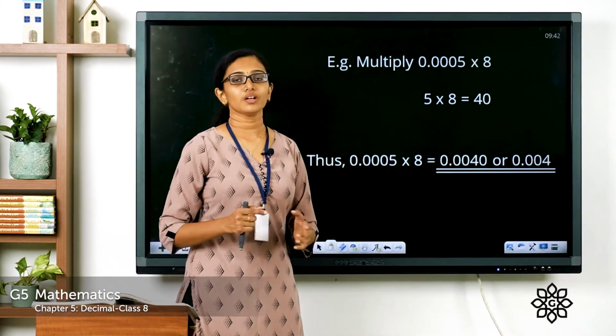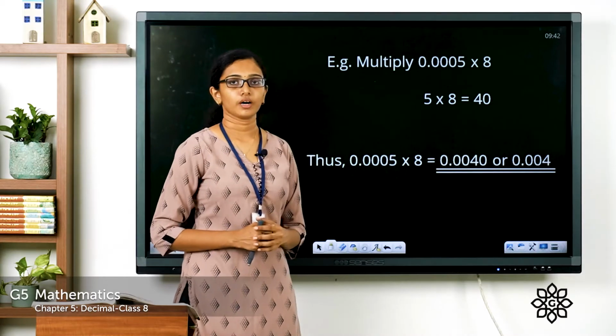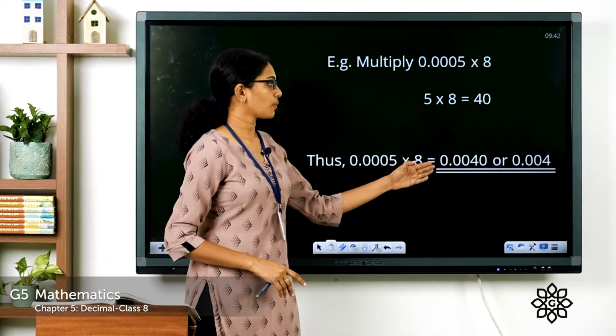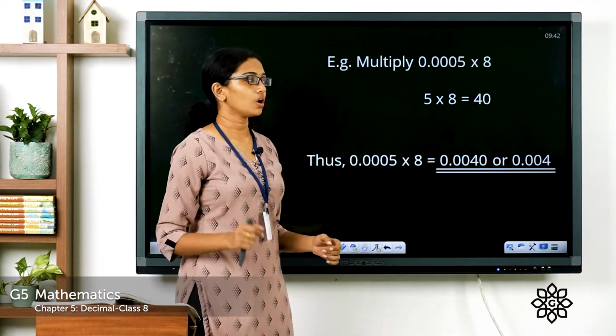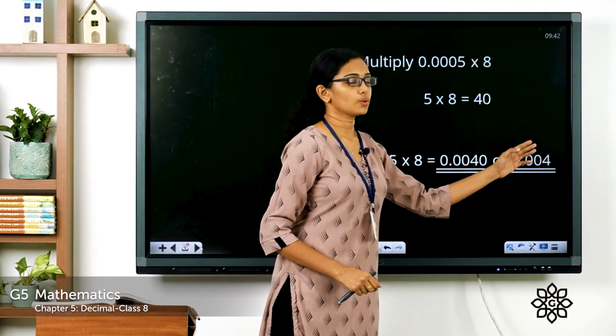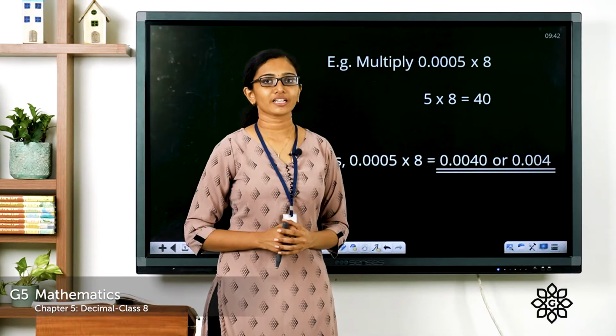Ignoring that 0 will not make any change to this decimal number. So, you can either write 0.0040 or 0.004. Now, I hope you are clear with this.